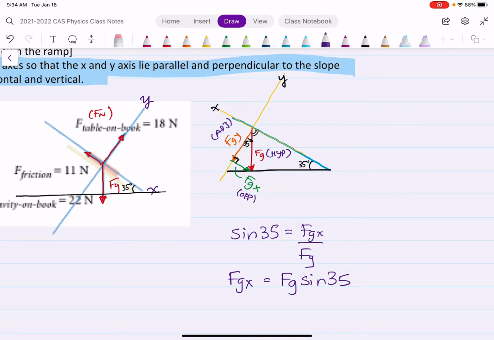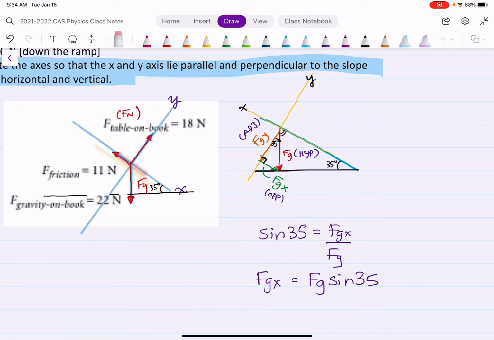I want you to remember what FG equals. The formula we have is F sub G equals mass times acceleration due to gravity. Actually, we don't need this. Sorry, let me back up, because they tell us FG. They tell us the force of gravity on the book is 22 newtons. So we can put in 22 sine 35.